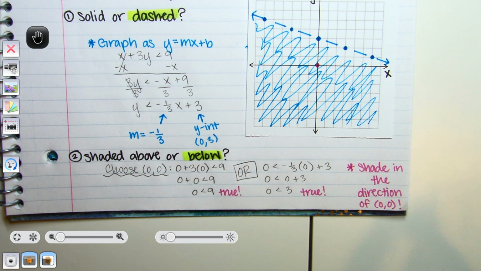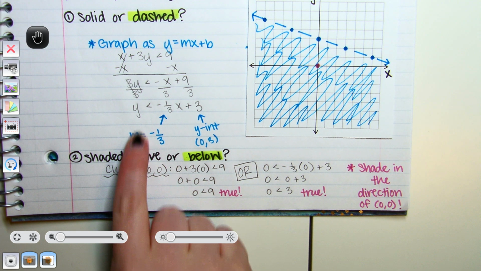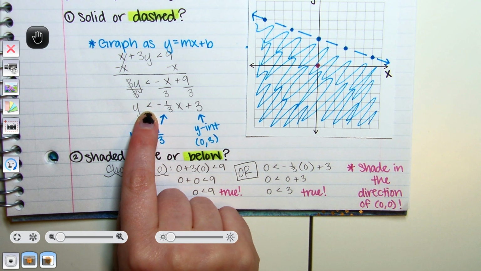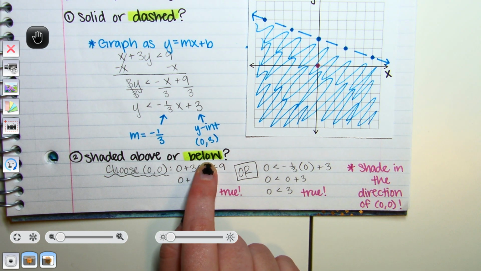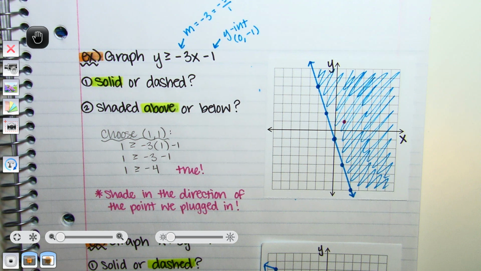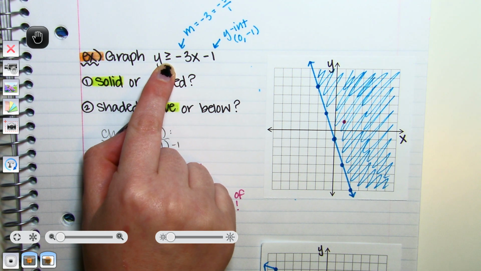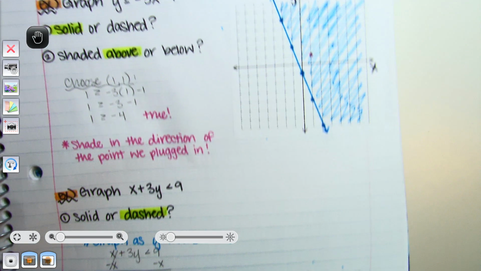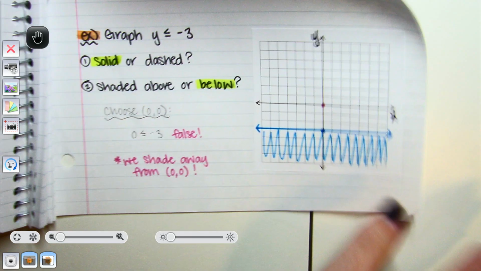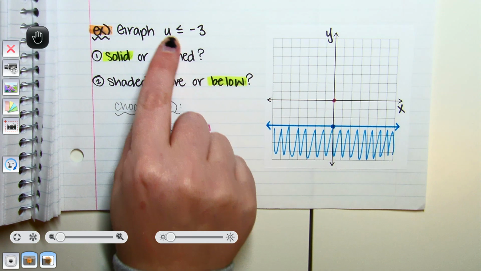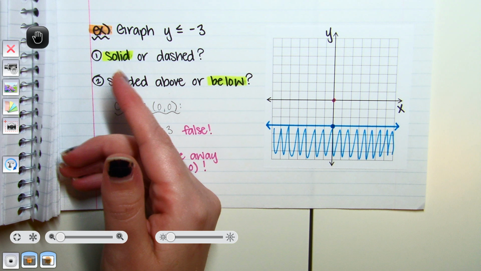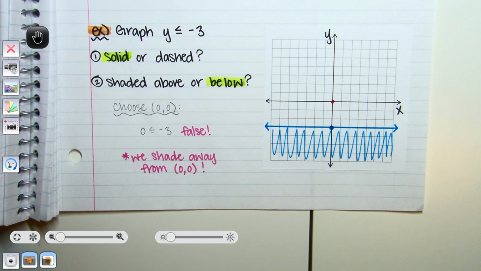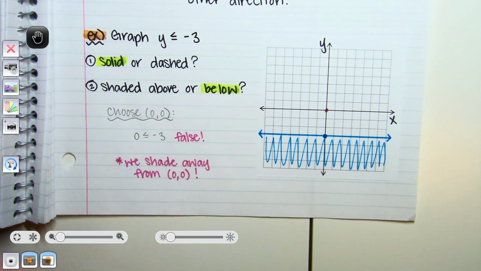Now I also want to point out, this inequality was less than. When you hear less, you think smaller than or below, and it was below. The example before it was greater than. When you hear greater, you think higher, bigger, above. It was above. And the very first example was less than or equal to. When you hear less than, you think smaller than or below. It was below. So I want you to keep that in mind.